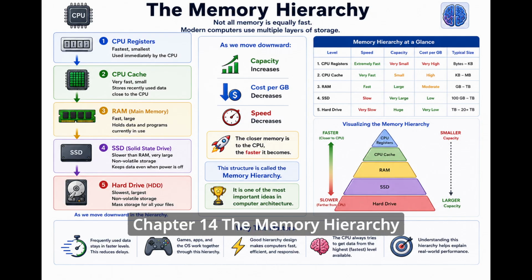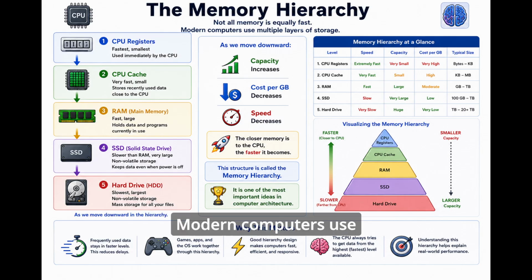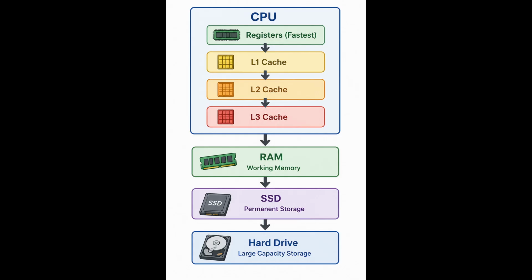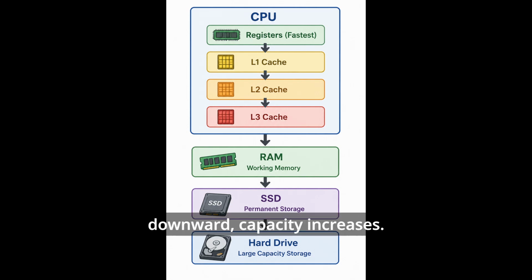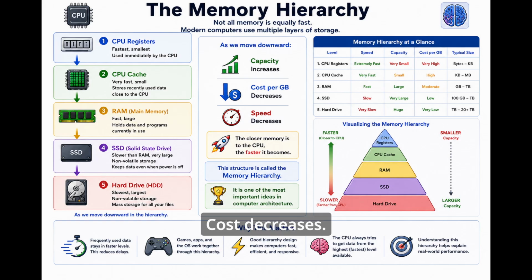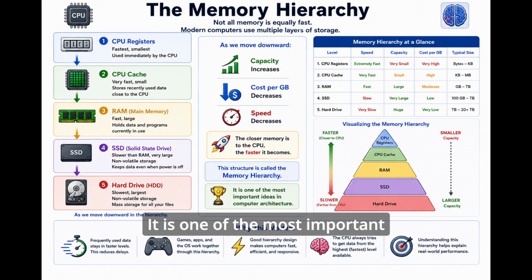Chapter 14 The Memory Hierarchy. Not all memory is equally fast. Modern computers use multiple layers of storage. CPU registers, CPU cache, RAM, SSD, hard drive. As we move downward, capacity increases. Cost decreases. Speed decreases. The closer memory is to the CPU, the faster it becomes. This structure is called the memory hierarchy. It is one of the most important ideas in computer architecture.